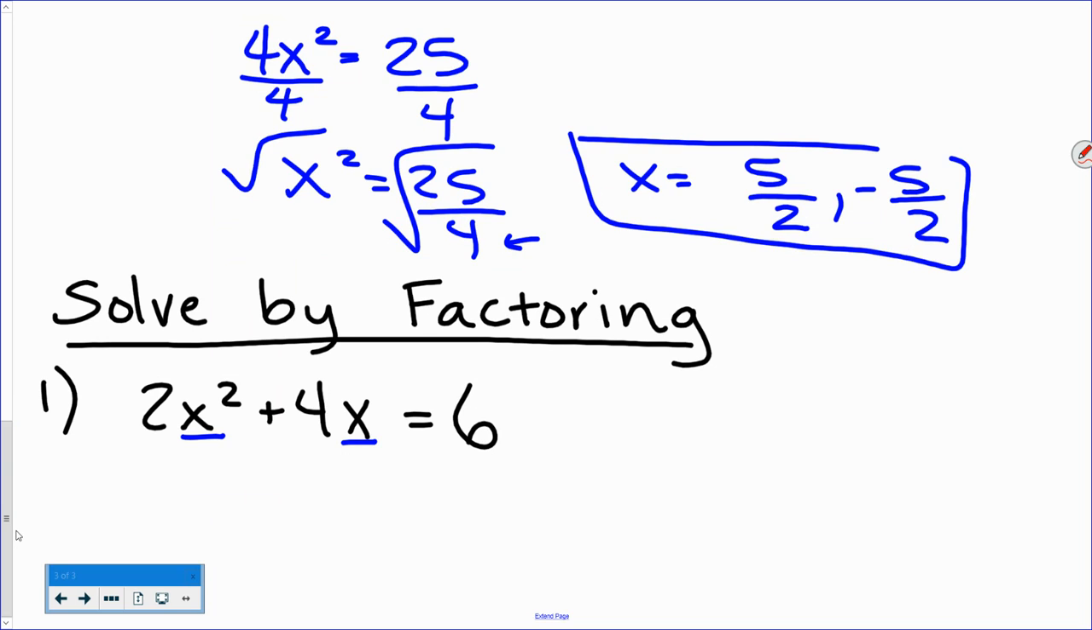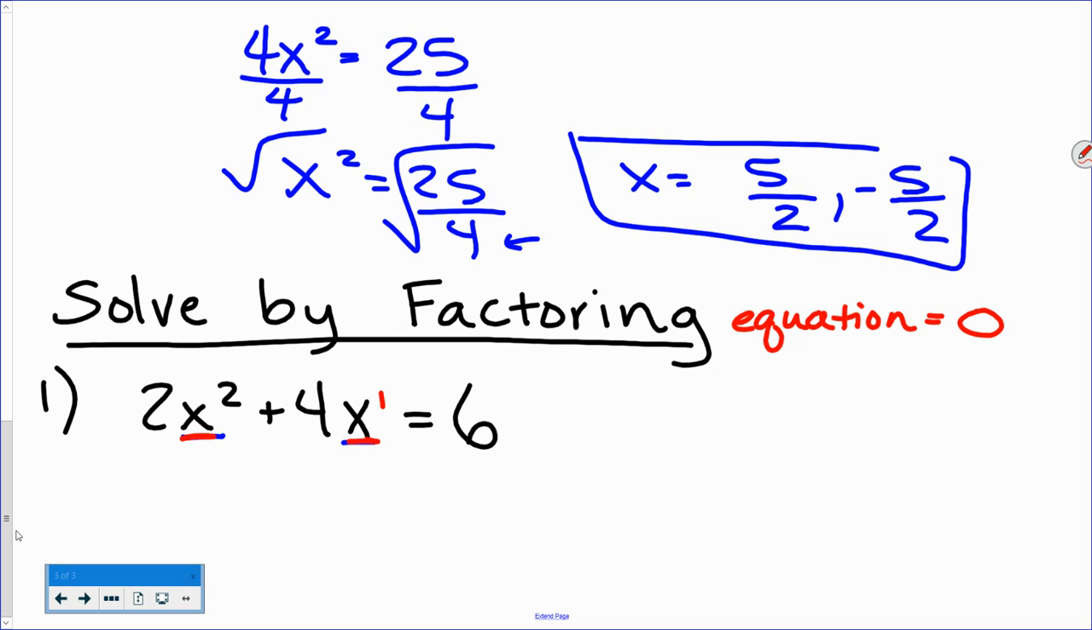So I can't get a variable by itself because I have 2 variables. I can't put those variables together because they are not like terms. They've got different exponents. So my only way I can do this is to use factoring. All right, in order to solve by factoring, I must get the equation equal to 0. So I need to get everything on one side.